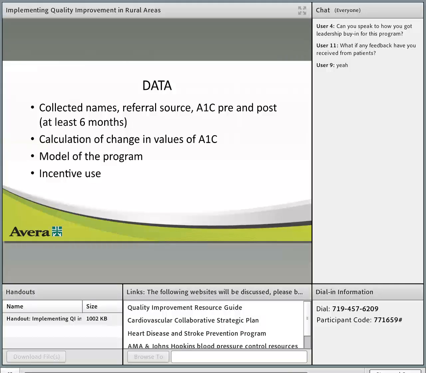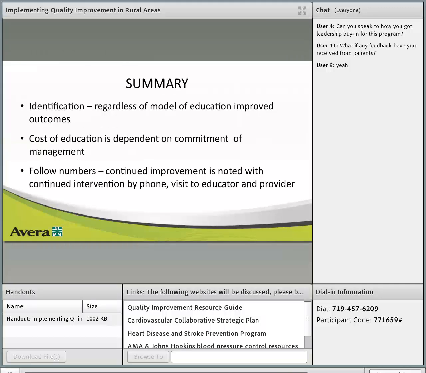We were extremely, extremely pleased with what we saw in that period of time, regardless of which of the 4 models of education were provided. We saw a drop in hemoglobin A1Cs from 1.5 to 2.1 points. That's phenomenal. Certainly beyond what our expectations had been. It certainly proved to us that education of any sort spent with a patient provides significant improvement in measures.